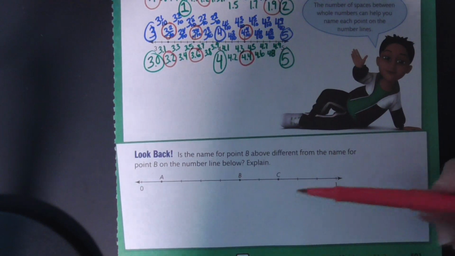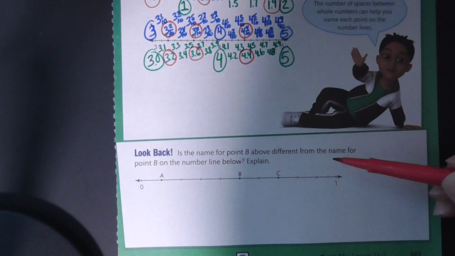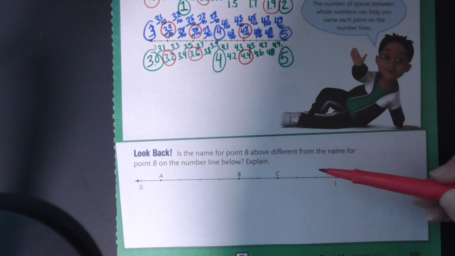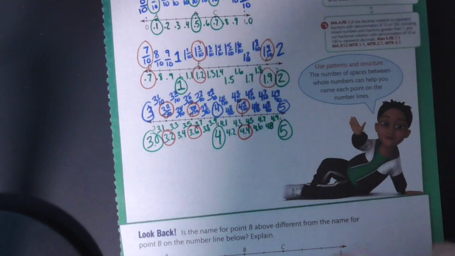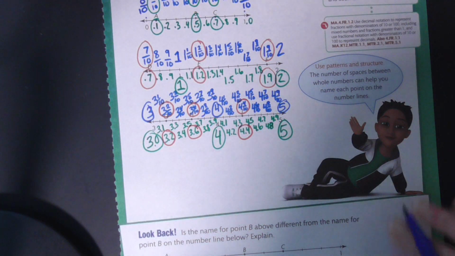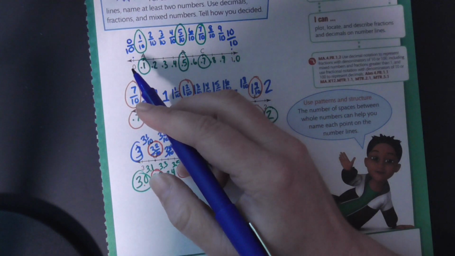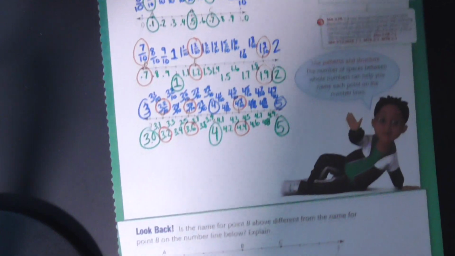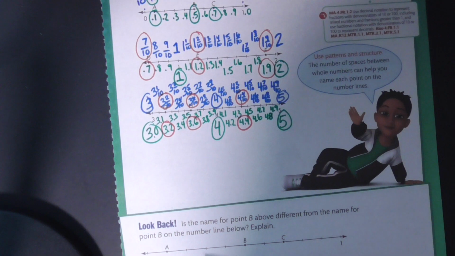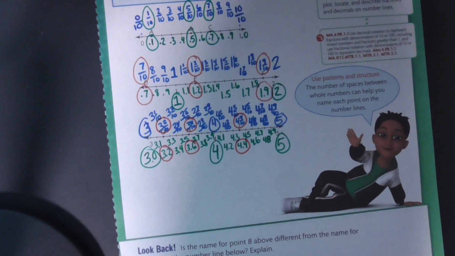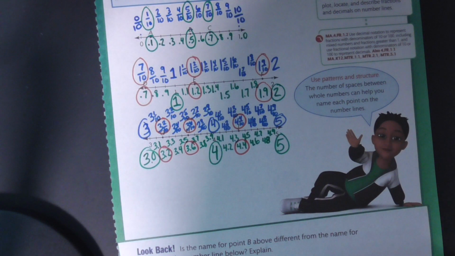Now, down at the look back, is the name for point B above different from the name for point B on the number line below? Explain. Well, this number line looks like it's a little more spread out, which I really like because it gives us some space. But let's see. It starts with 0 and it goes to 1. This one starts with 0 and goes to 1. So that looks the same. Looks like our letters are all in the same places. Let's see if we've got 1, 2, 3, 4, 5, 6, 7, 8, 9, and 10.